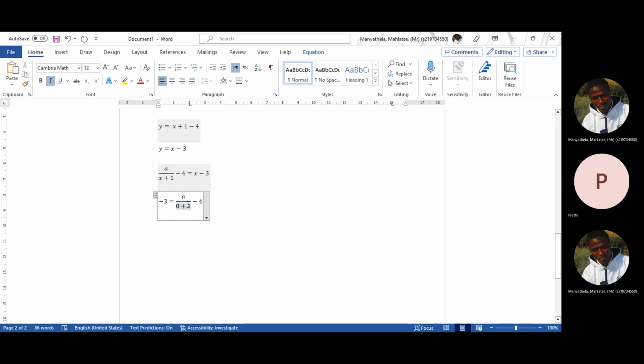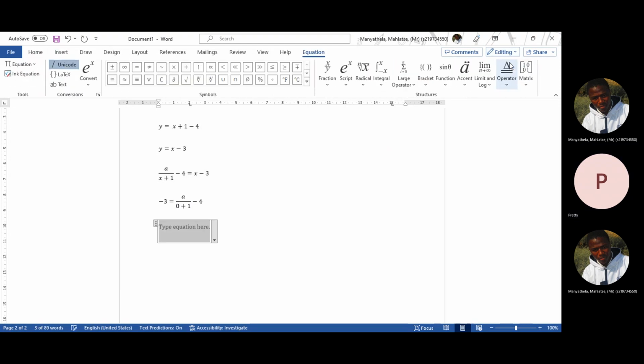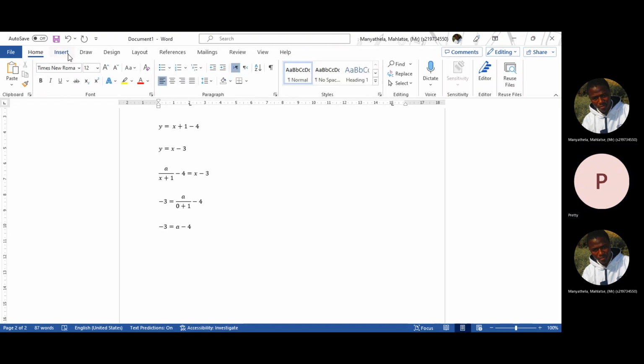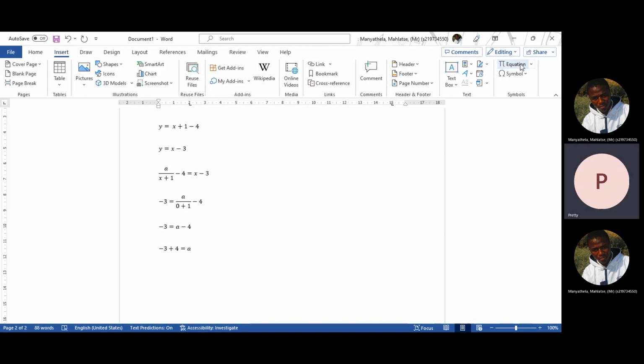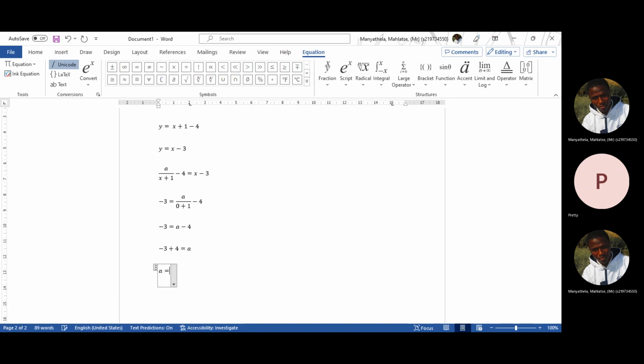Again, 0 plus 1 gives 1, and A over 1 is A. So negative 3 is equal to A minus 4. Minus 4 crosses the equal sign and becomes positive. So minus 3 plus 4 equals A. Positive 1. The value of A is 1. A equals 1.